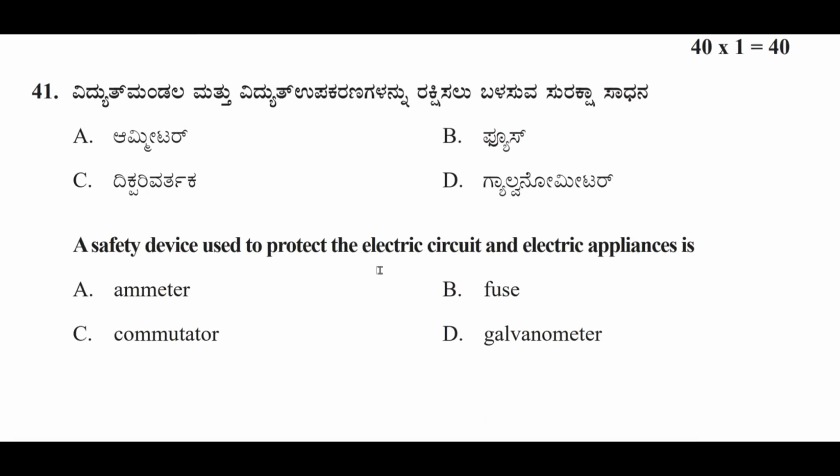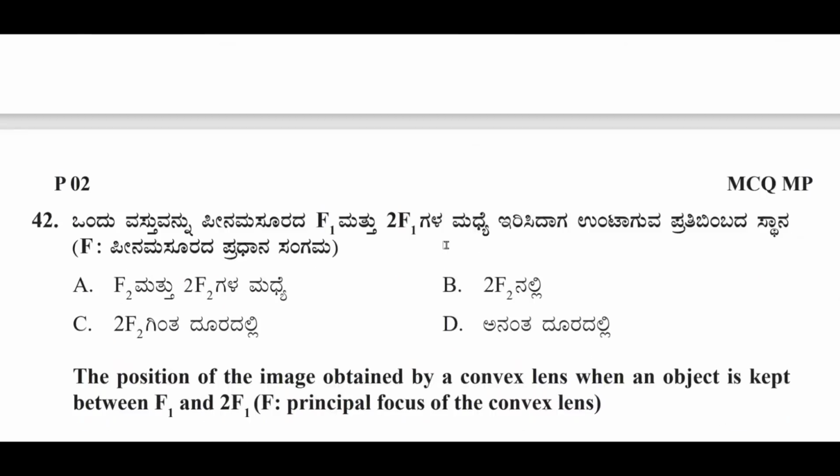Now moving to the first question. A safety device used to protect electric circuit and electric appliances is. The correct answer is option B, fuse. Now moving to the next question.